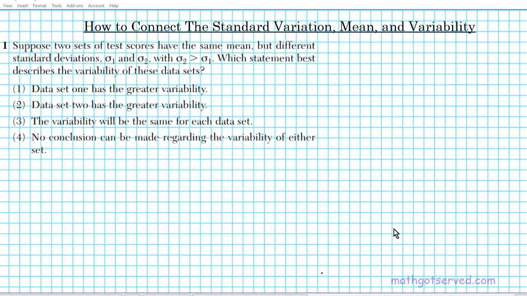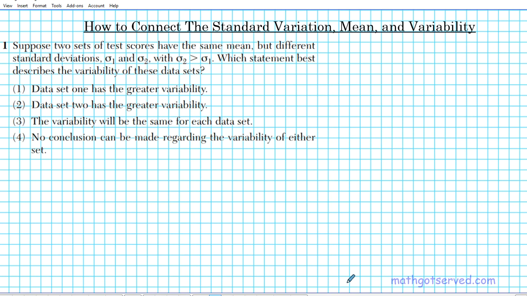Alright, let's take a look at question number 1. Question 1 reads, suppose two sets of test scores have the same mean but different standard deviations, sigma 1 and sigma 2, with sigma 2 greater than sigma 1. Which statement best describes the variability of these data sets? So in question number 1, we've been assessed as to how to draw a connection between the standard deviation of two data sets, the concept of mean, and also the size of variability.